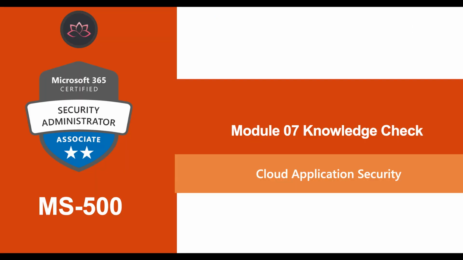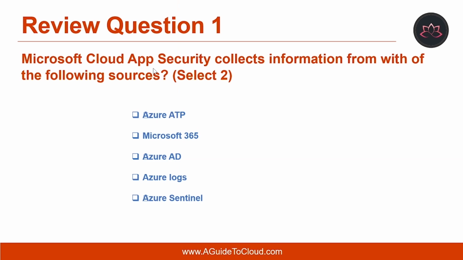In this section, we are going to go through Cloud Application Security Review questions. This is Module 7. Let's look at the first question. Microsoft Cloud App Security collects information from which of the following sources? The correct answers are Microsoft 365 and Azure Logs.